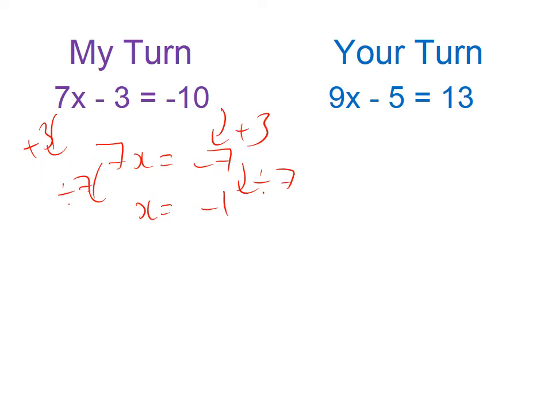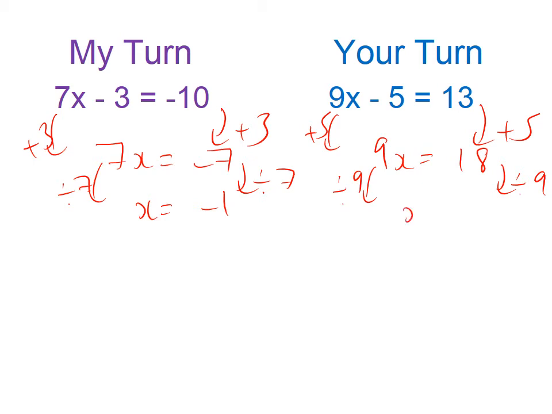Your turn, year 9. Please try 9x minus 5 equals 13. So you should have added 5 to both sides. That would have given you 9x equals 18. Then what we should have done was divided both sides by 9 to give us x equals 2.